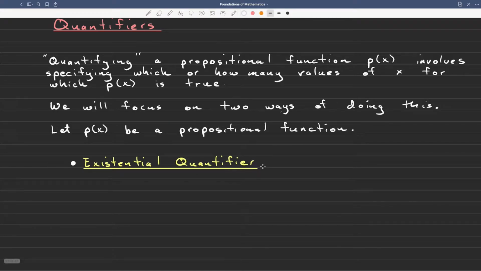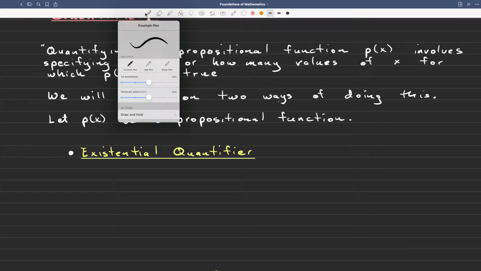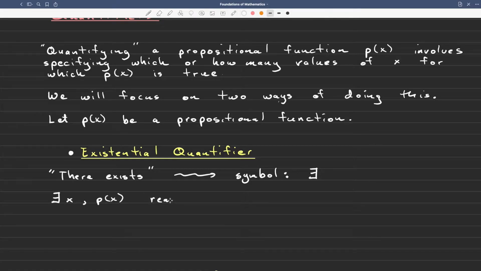The first type is called an existential quantifier. An existential quantifier is a way of reining in what value of x, or how many values of x, you're talking about. These are phrases equivalent to saying something like "there exists." And we have a symbol for that. The symbol for "there exists" is a backwards E. If I say backwards E x, p of x, that reads: there exists some x such that p of x is true.